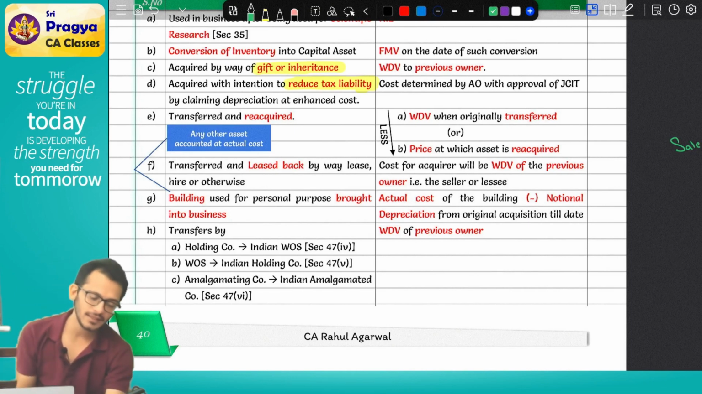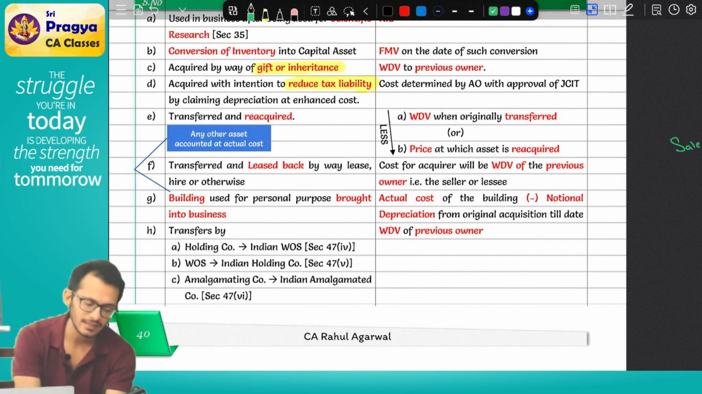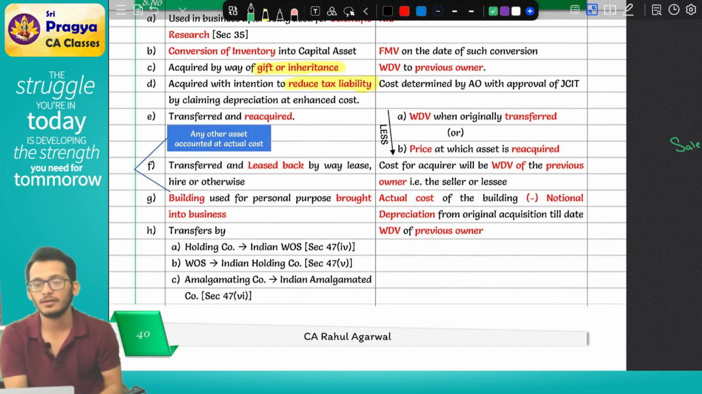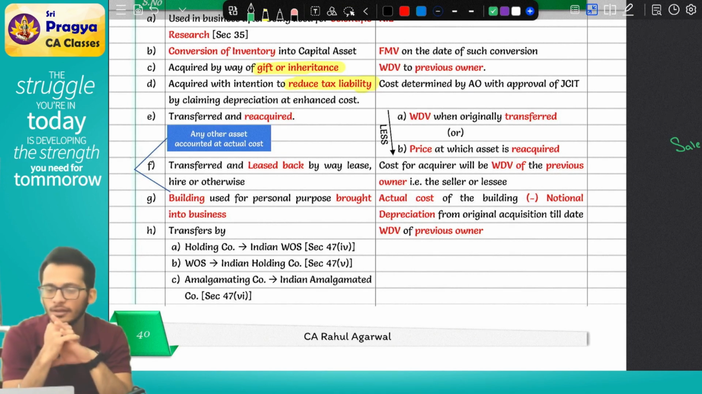They're saying transferred and leased back by way of lease, hire or otherwise. Basically what I've done, I have given my asset of 10 lakhs to him and I've told him, I will not buy the asset from you. I will take it on lease from you.